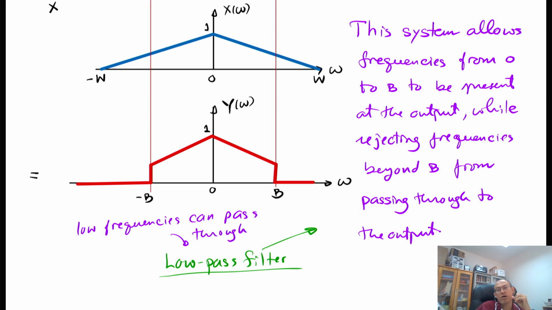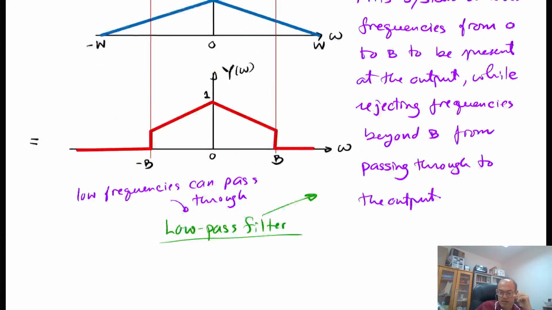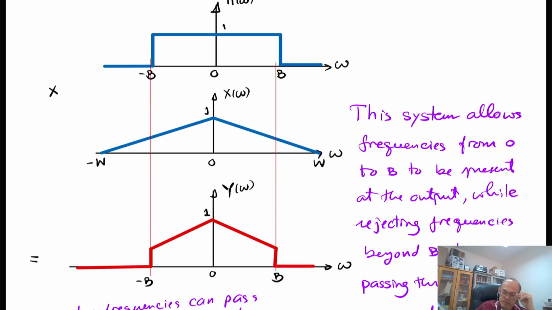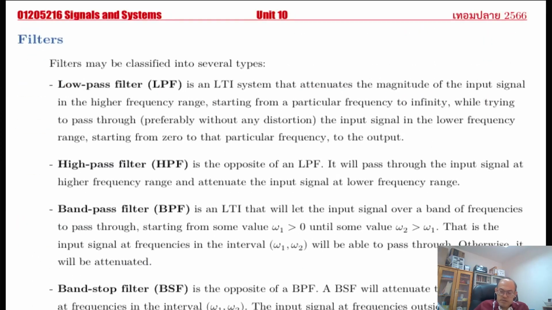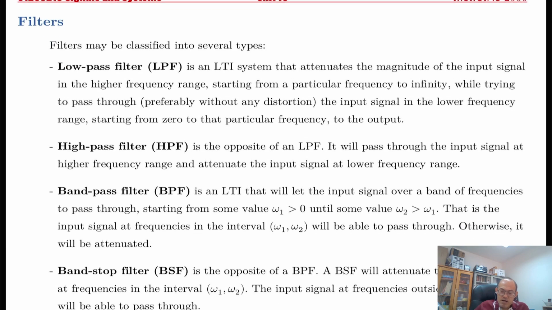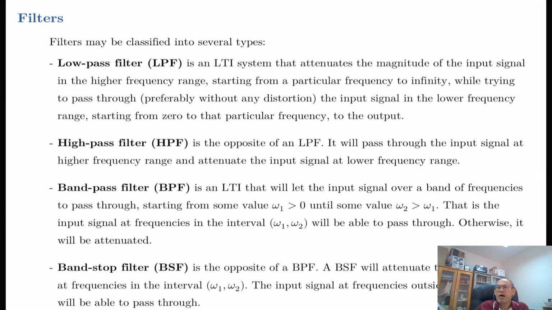Okay, that's why we call it a low pass filter. See here, lower frequencies are able to pass through and present at the output, right? While higher frequencies are not able to pass through, they will be absent from the output. So there are a lot of filters. Okay, the first one we talked about is a low pass filter, or LPF.